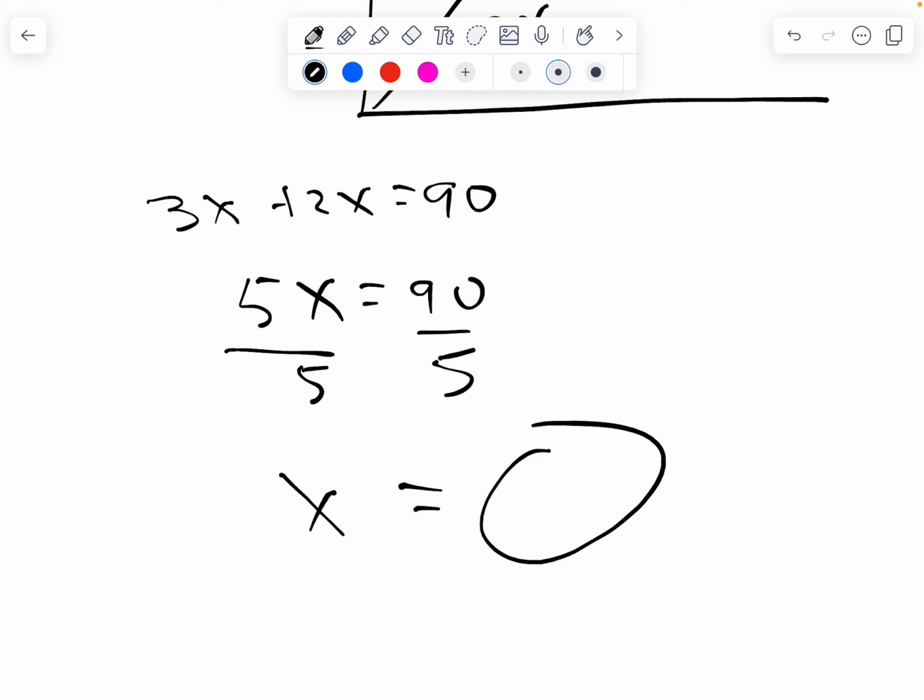Okay, that's it. Those are all the postulates and theorems and things that we need to get our geometry off to a good foundation.